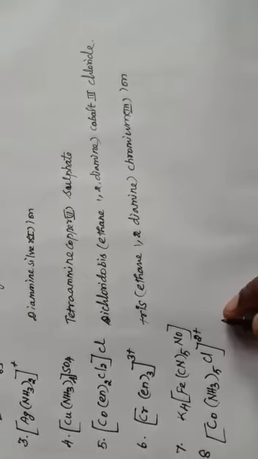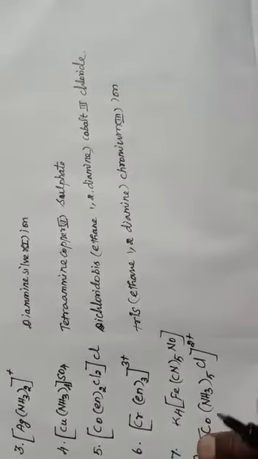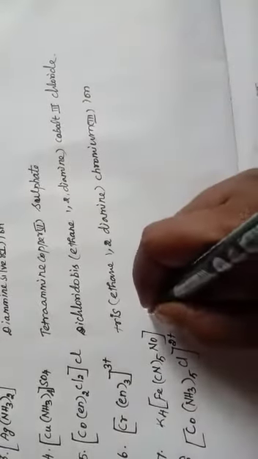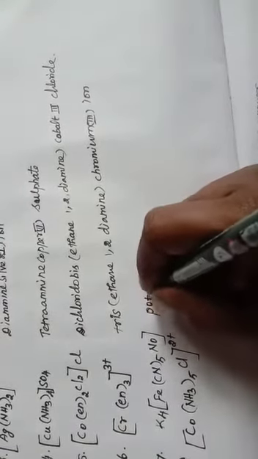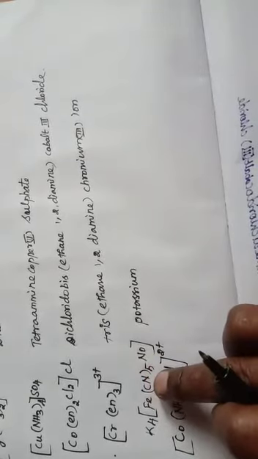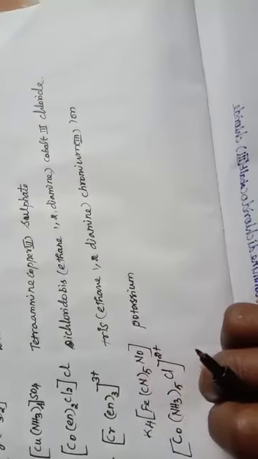Next one is K4[Fe(CN)5NO]. A simple cation is present, with an anionic complex. So the cation should be named first, so potassium. The simple cation should be named first, then followed by the anionic complex. Potassium. And see the ligands, we have 2 ligands here, cyanide and also the NO group is present.